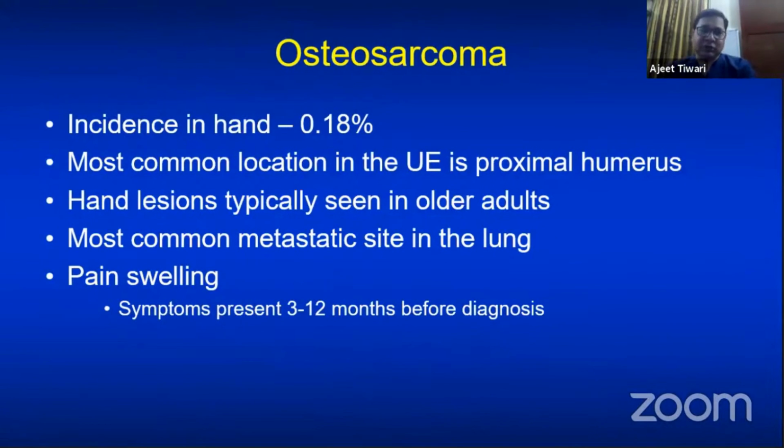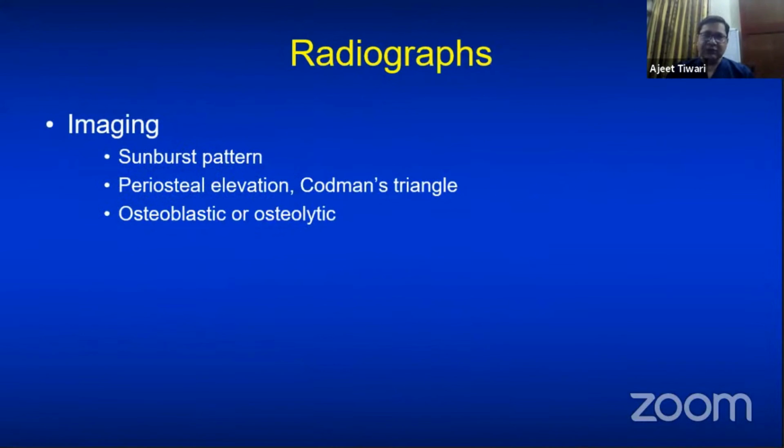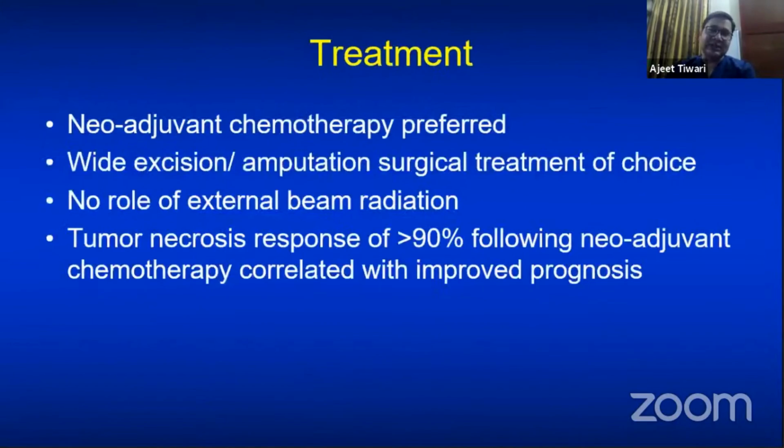Osteosarcoma, though very rare, with an incidence of 0.18%, is very dangerous, and it is more common in the upper part of the proximal humerus. Hand lesions are typically seen in older patients where there are metastatic lesions. On radiograph, you can see the sunburst pattern, periosteal elevation, and Codman's triangles. Neoadjuvant chemotherapy is preferred, with wide excision or amputation as the surgical treatment of choice. There is no role for external beam radiation.